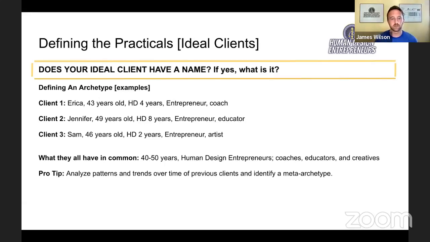So that's three examples. The question you want to ask yourself is, what do they all have in common? All three of these clients are between 40 and 50 years old. That's the range. They all do human design. They're all entrepreneurial, and they refer to themselves with titles of either coaches, educators, or creatives or artists. So this is the one thing I hope you walk away with: analyzing the patterns and the trends to identify a meta archetype.